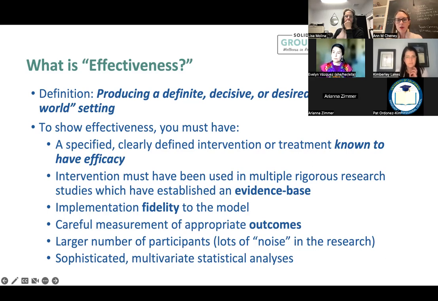And then there's a larger number of participants because there's a lot of noise, right? This is not in a controlled box. This is the idea of more real world settings. And then there's often more sophisticated multivariate statistical analyses. So there's a lot that goes into research in general, but there's a lot we really need to think about when we're doing effectiveness research.